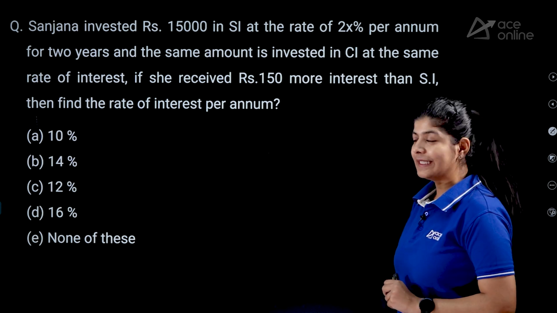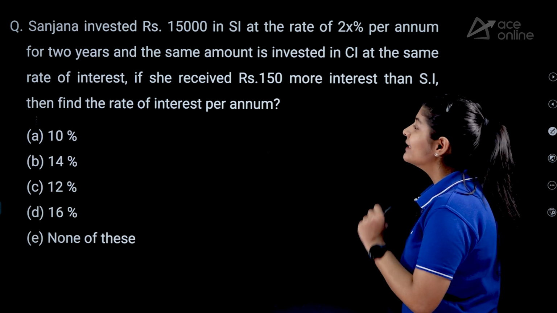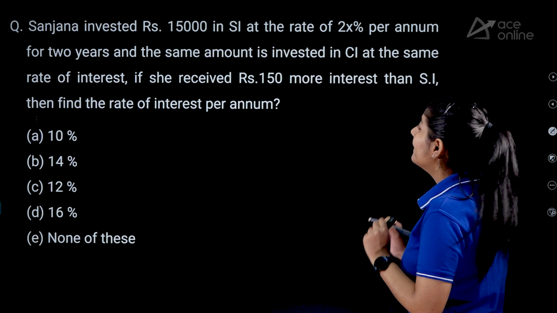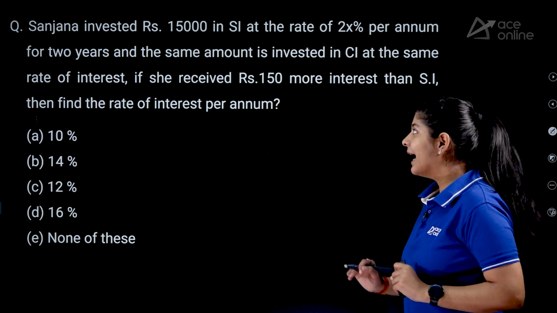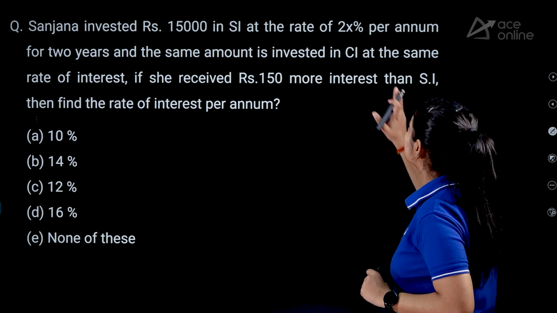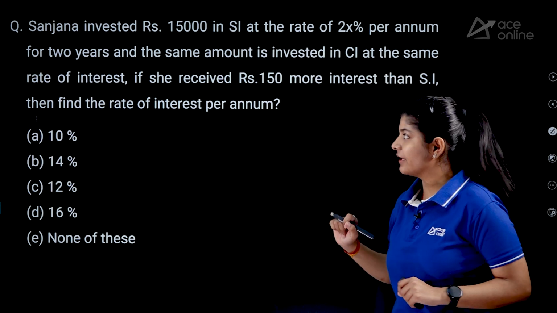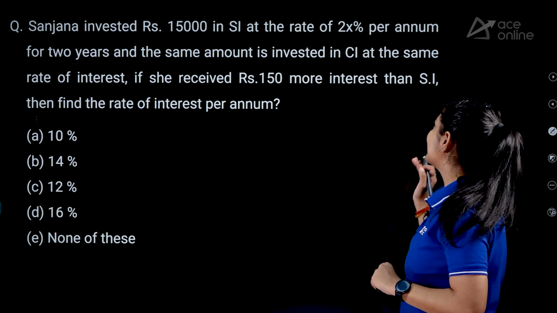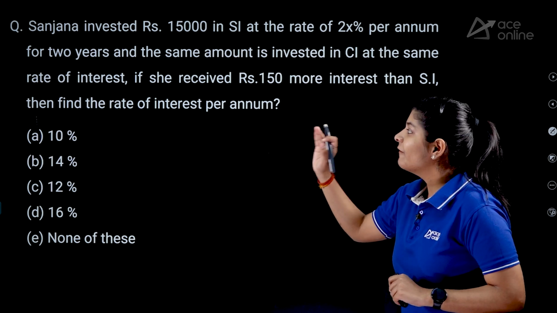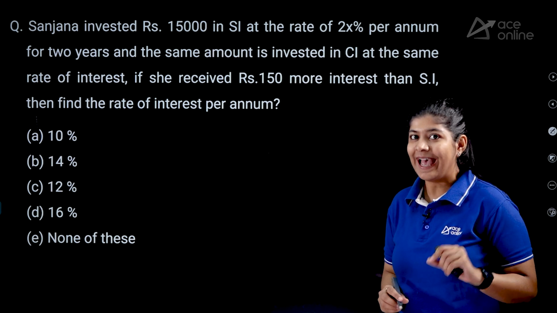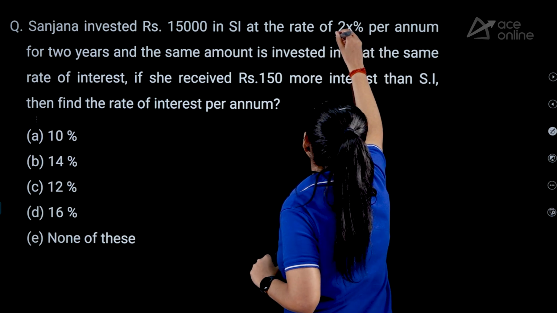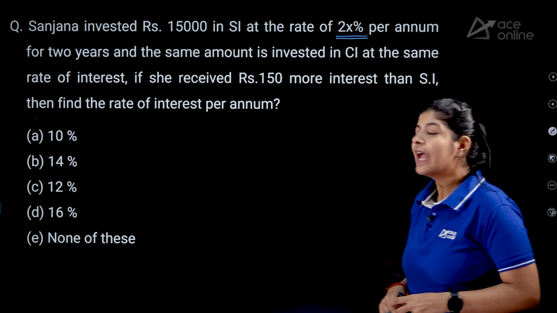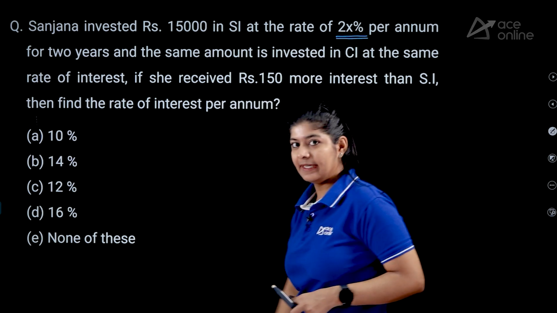Sanjana invested rupees 15,000 in simple interest at the rate of 2x% per annum for 2 years, and the same amount is invested in CI at the same rate of interest. If she received rupees 150 more interest than CI, then find the rate of interest per annum. As you can see, the rate of interest is 2x, so basically we have to identify the value of 2x, and here we are having our options, right?